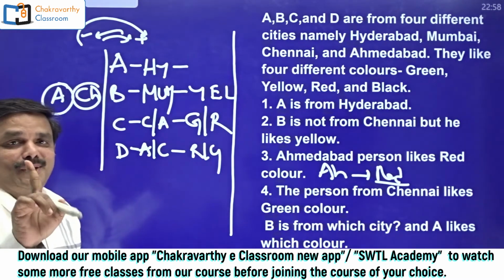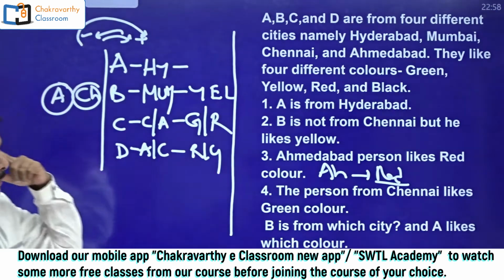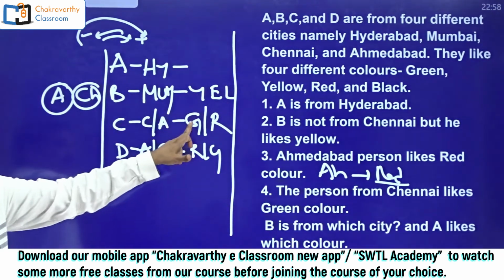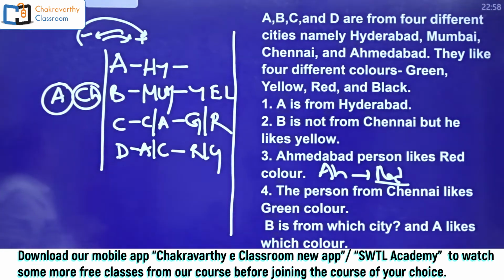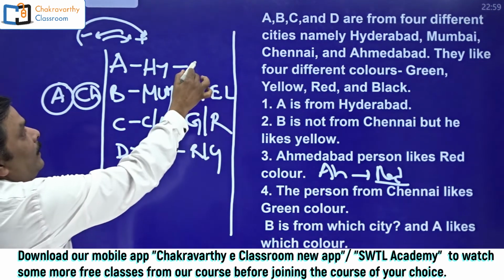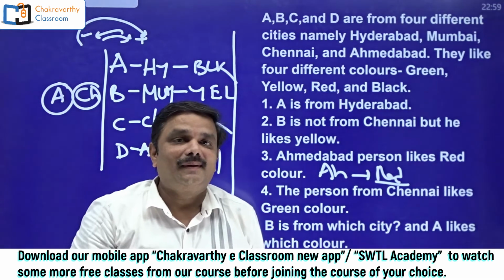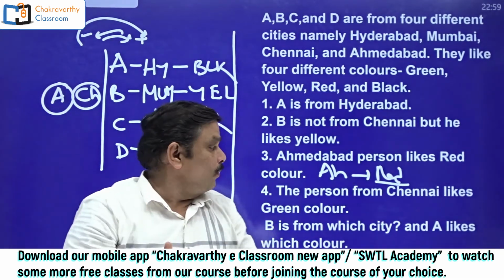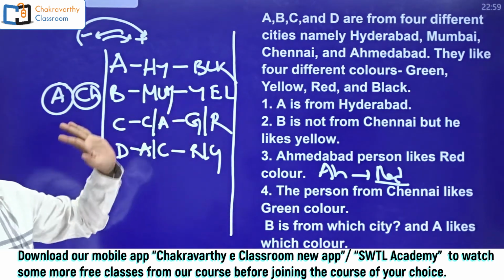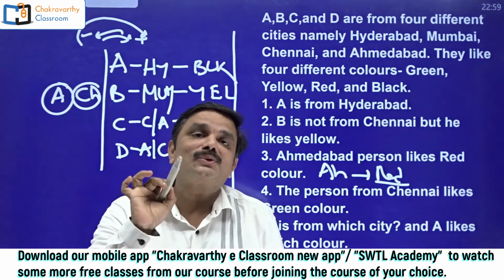Now again the elimination process. I have not written this on the left side; if required, write it, otherwise keep it in mind. For A, the color liked is not yellow, not green, not red. Only one thing is left. What are the four colors they have given? Yellow, red, green and black. It must be black. Isn't it simple? Now what's the question they asked? B is from which city? Mumbai. And A likes which color? Black. You have to approach the questions in this way.